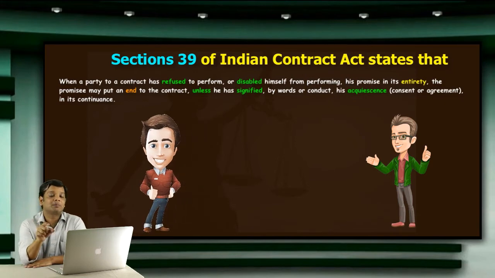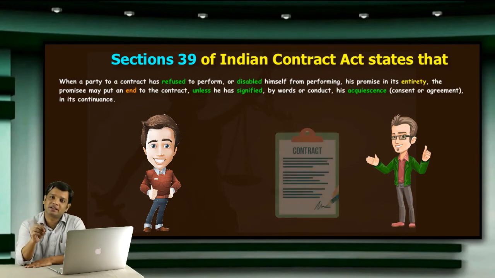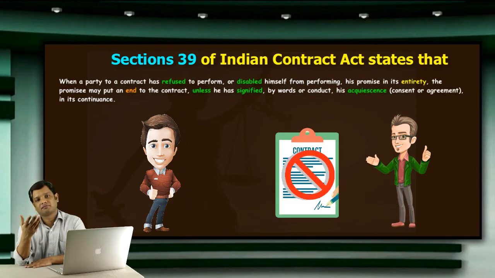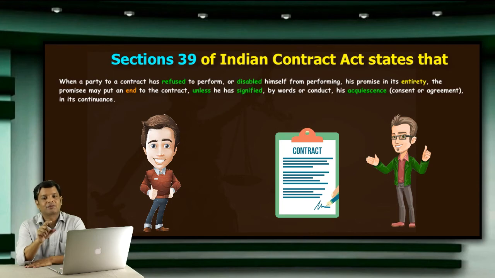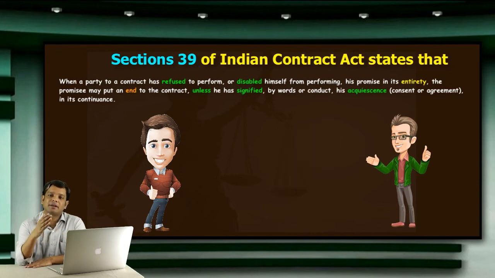Okay, but still B has the right to lawfully demand the damages that B suffered because of A's breach of contract. So this definition has two parts: if someone has breached, then the promisee has the right to terminate the contract there itself, or depending upon his nature or mood, he can still continue with the same contract, but still he has the right to demand the damages that he suffered because of the other party's breach of contract.